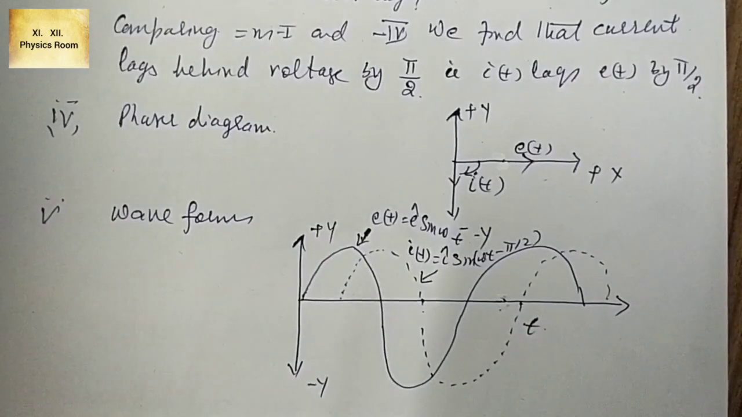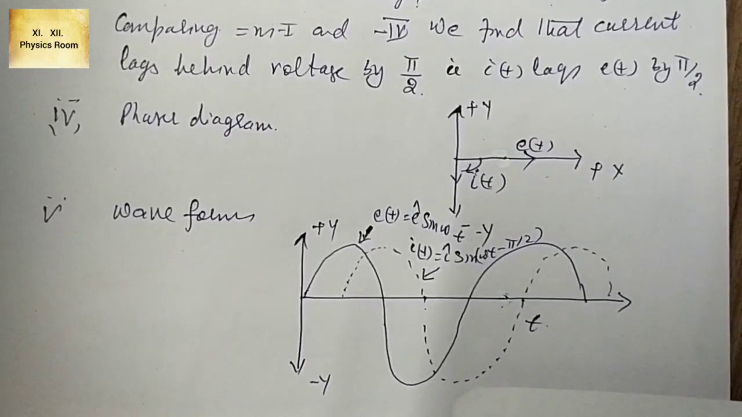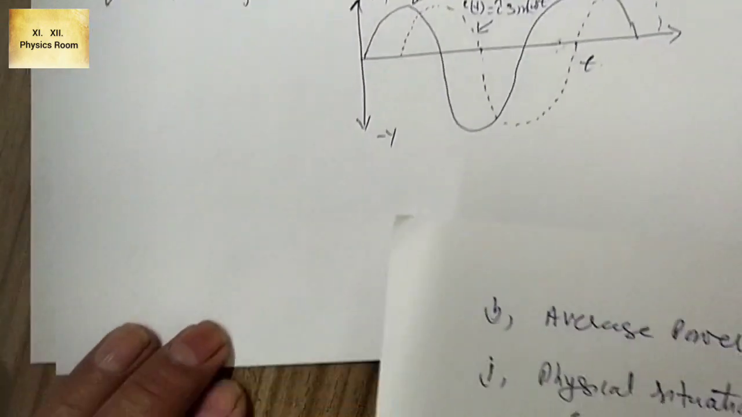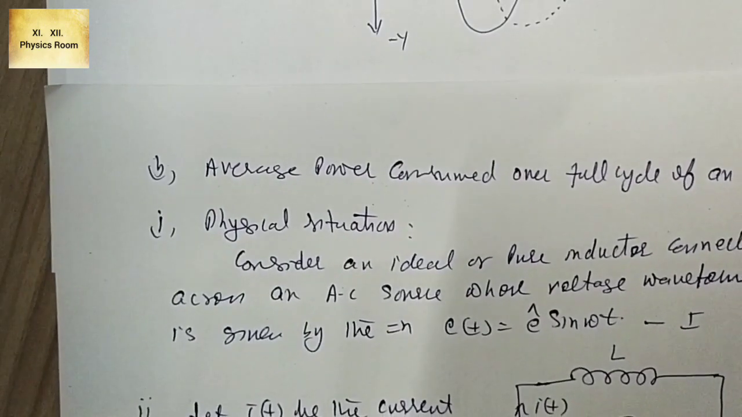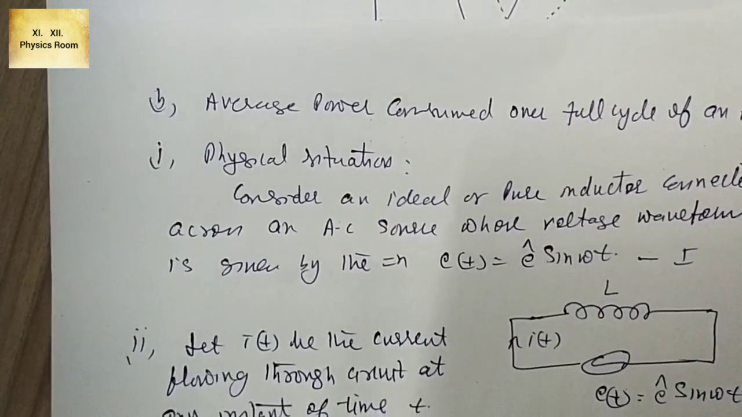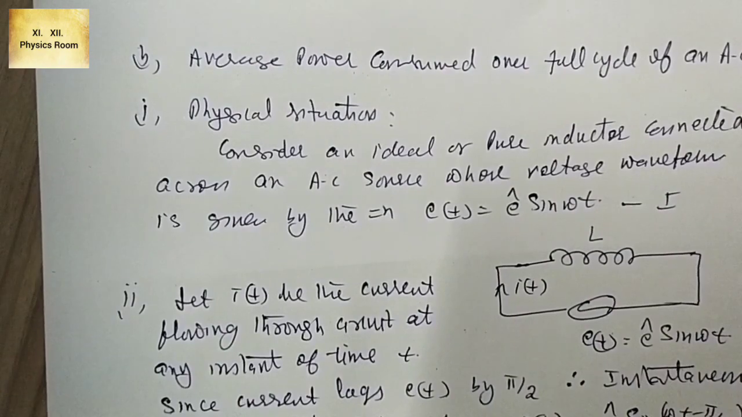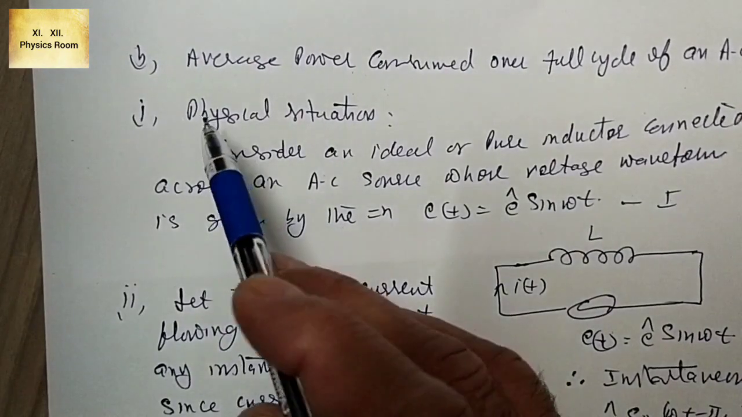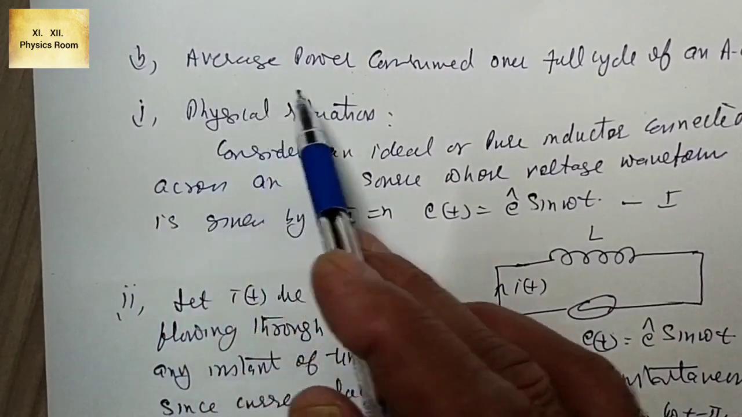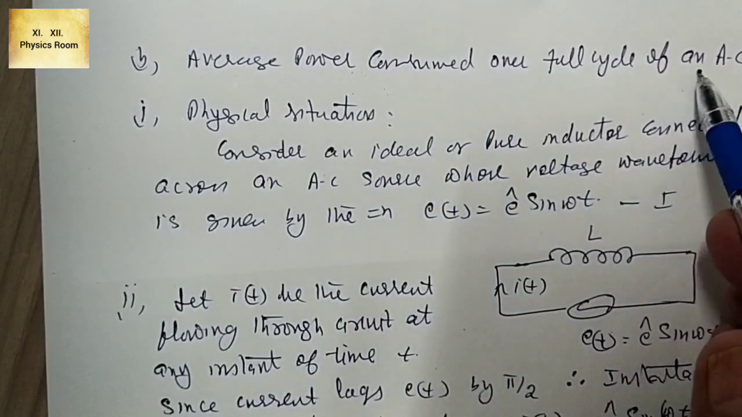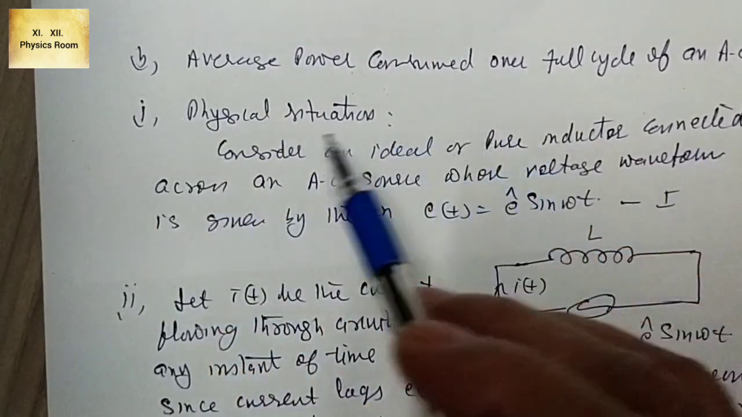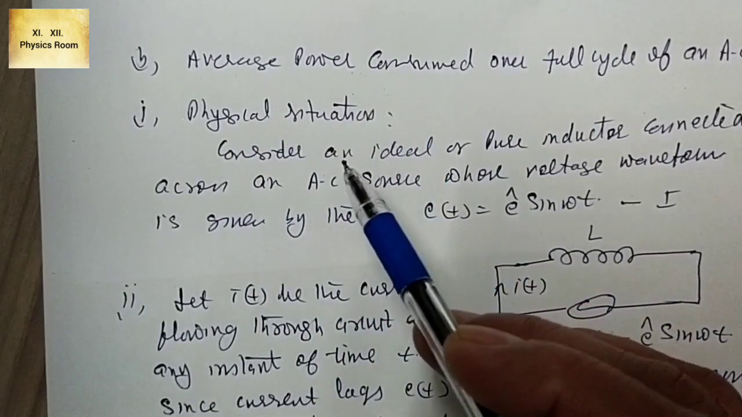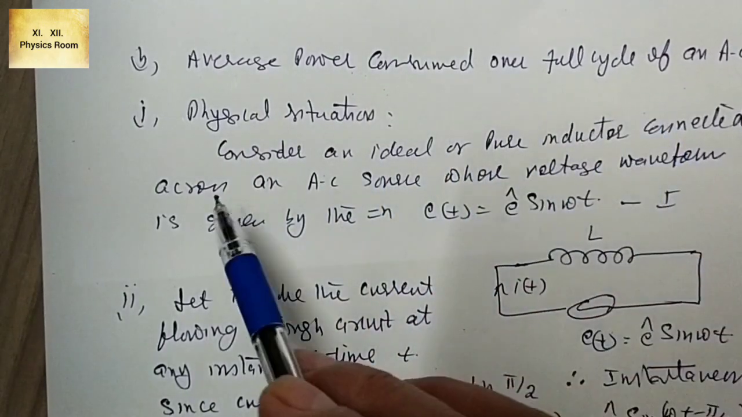Now we go to the second point. Power consumed, average power consumed over a full cycle of an AC. B part, average power consumed over a full cycle of an AC. 5 steps again. First step, physical situation. It is the same as we have developed for phase relation.